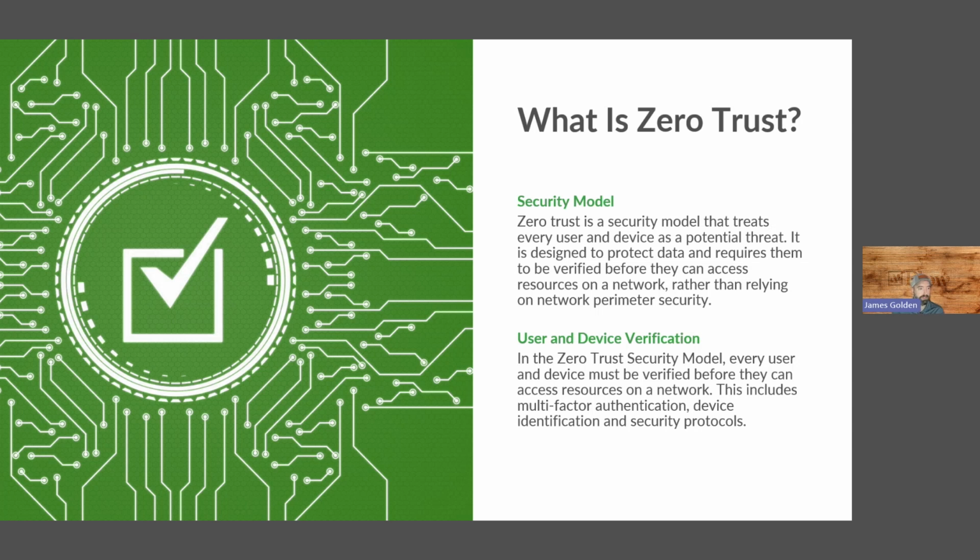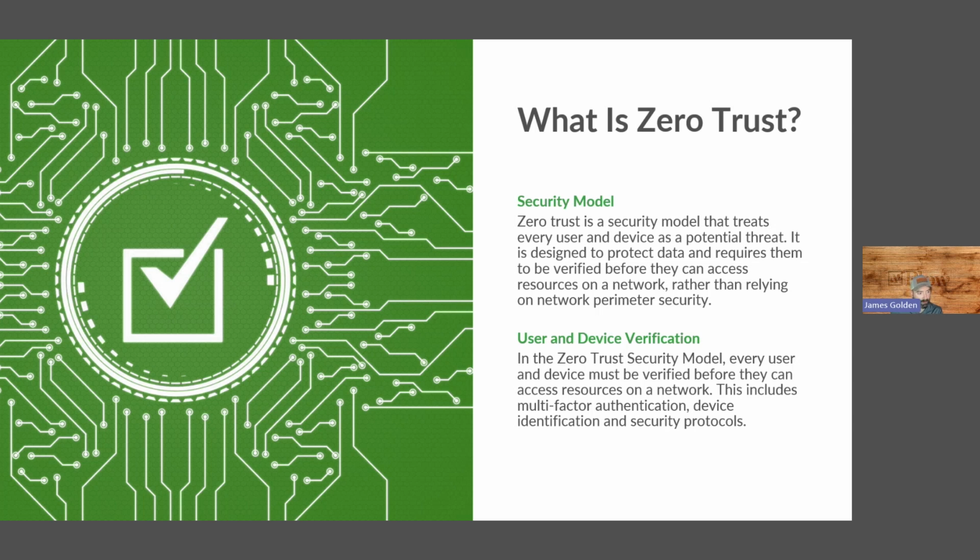So Zero Trust is a security model that treats every user and device as a potential threat. That is super important. It is assuming compromise. You are to act as though you've already been compromised and design your security solutions as such. It is designed to protect data and requires users to be verified before they can access resources on a network rather than relying on network perimeter security. And that's where we're getting into the DMZ previous paradigm, or that whole castle and moat strategy you may have heard people call it.